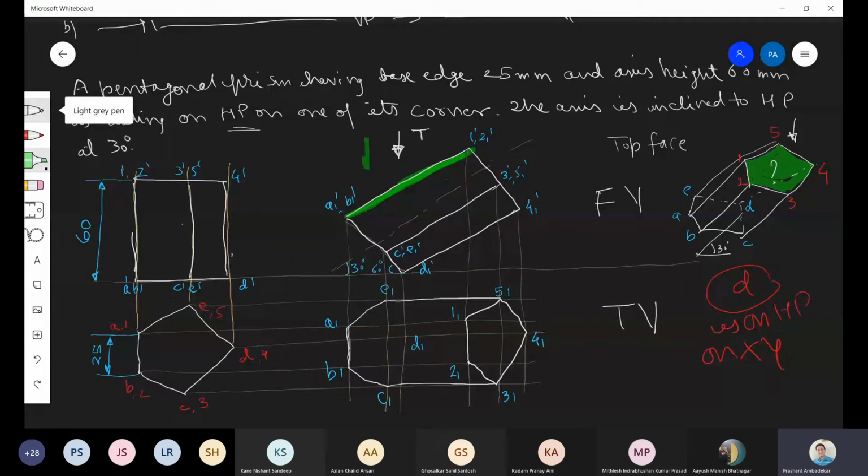Now if you see from the top view, this is the edge which is on the top surface. Which edge is it? This is this edge, A to 1 and B to 2, this is visible to us. We can see this. Are you convinced for this?